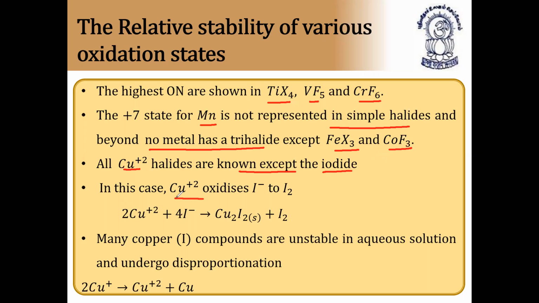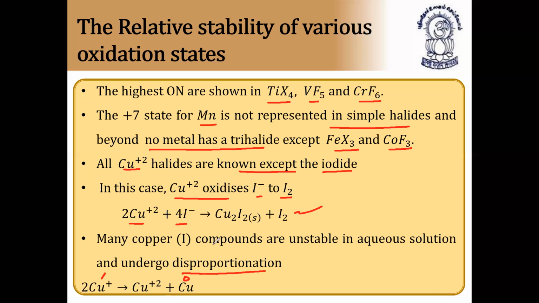In this case, Cu+2 oxidizes iodide to iodine. It displaces iodine. Many copper(I) compounds, copper in the +1 state, are unstable in aqueous solution and undergo disproportionation. Disproportionation means copper in the +1 state goes to +2 and 0. One is increasing, another is decreasing, so the same element is undergoing oxidation as well as reduction. Hence, it is called a disproportionation reaction.